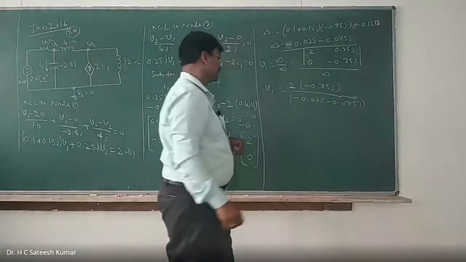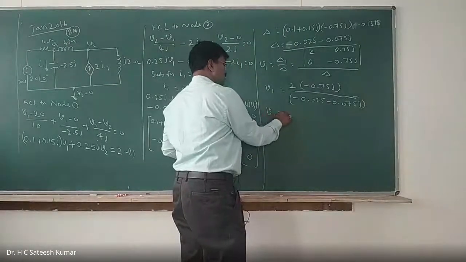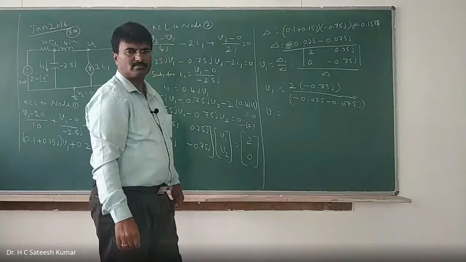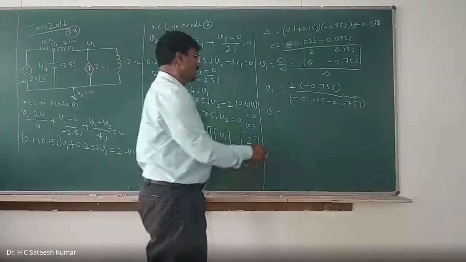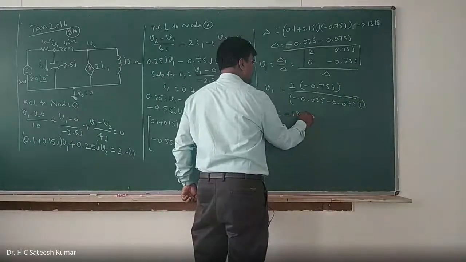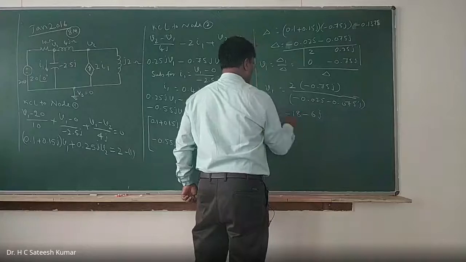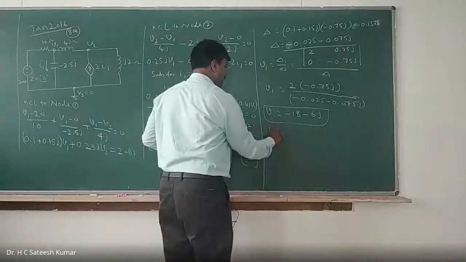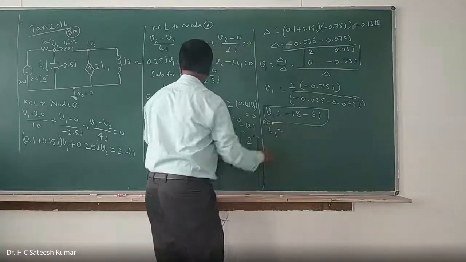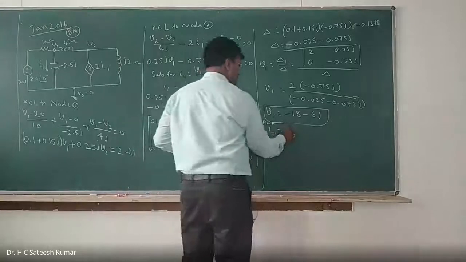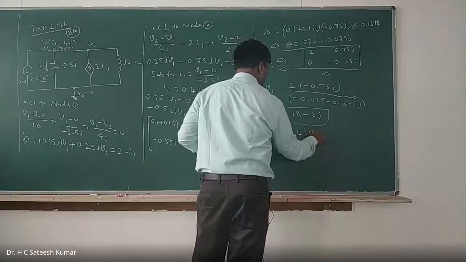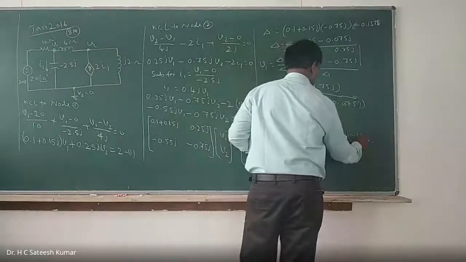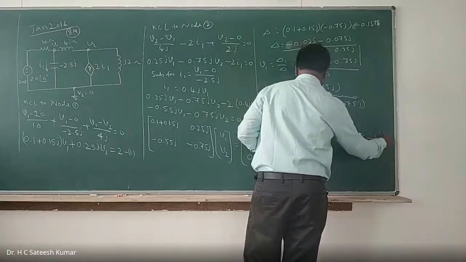Divide it. V1 is equal to minus 18 minus, that is your V1. Now we have to find I1. I1 is equal to 0.4j into V1, which is 0.4j into minus 18 minus 6j. Tell me what is the value?